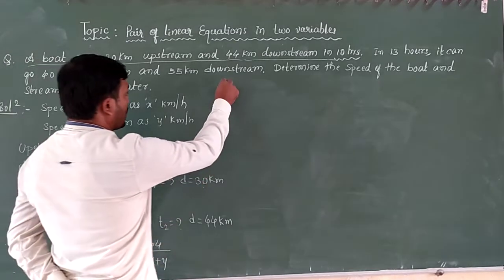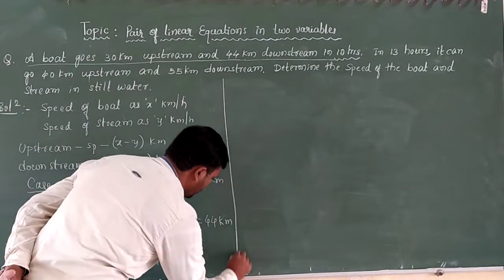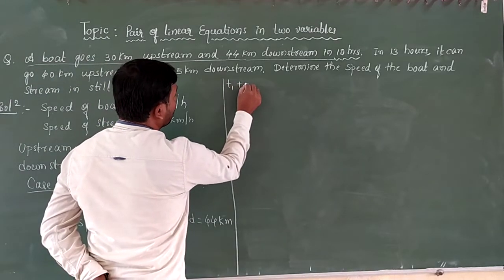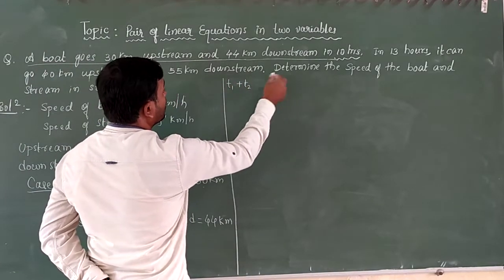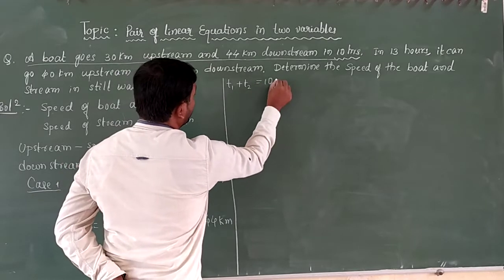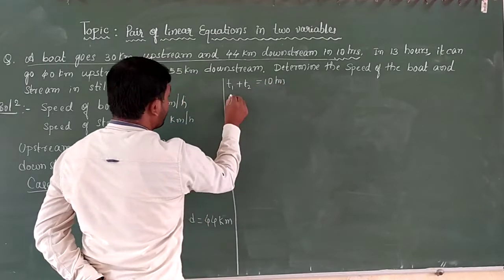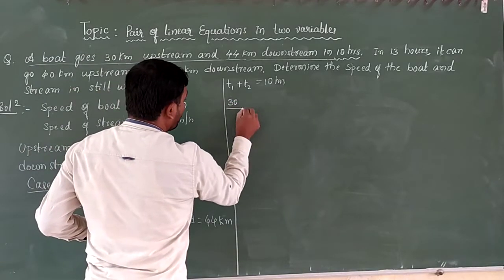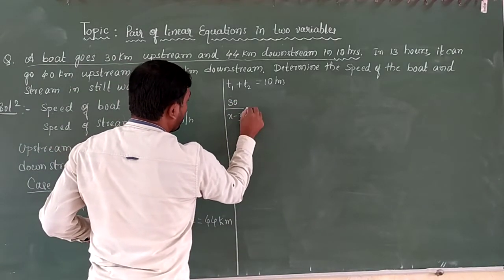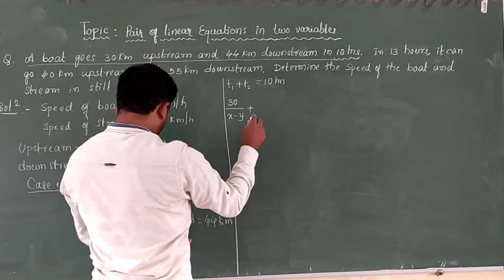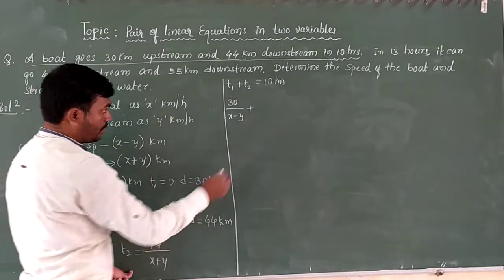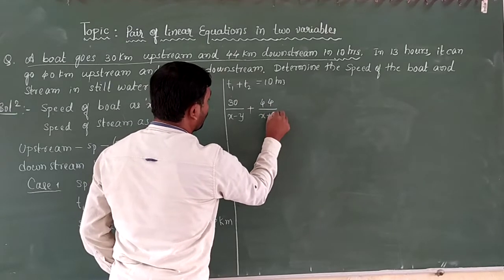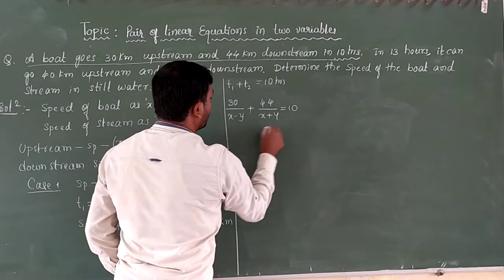The sum of these two times, that is t1 plus t2, together has taken 10 hours. So t1 is 30 by x minus y, plus t2 is 44 divided by x plus y, is equal to 10 hours.